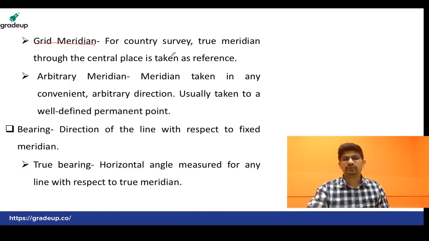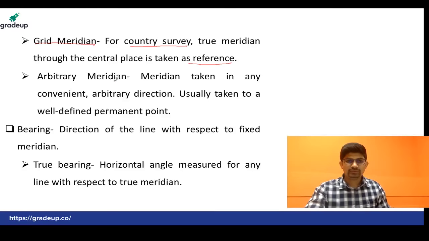Now for country survey, true meridian through the center place is known as reference. So suppose you are taking the survey of an entire country, like for India. Then you have to take a central meridian. True meridian or magnetic meridian may not serve the purpose, so you have to take some arbitrary meridian, which is known as the grid meridian. So that is for the country survey.